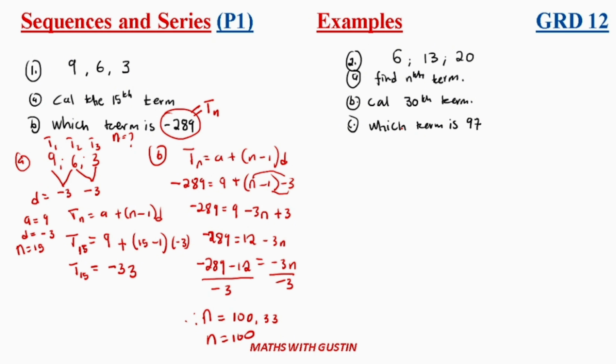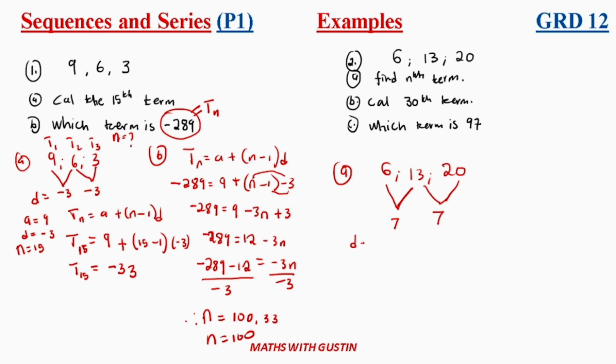Always check, guys, so that you know which formula to use. All right, let's go. They want us to find the nth term. First things first, I'm going to try to find a common difference, if there is one. 13 minus 6 gives me 7, and therefore 20 minus 13 will also give us 7.